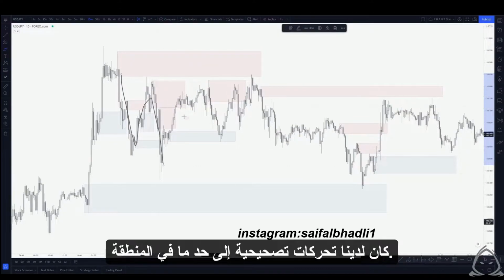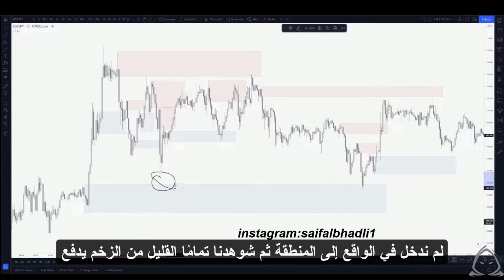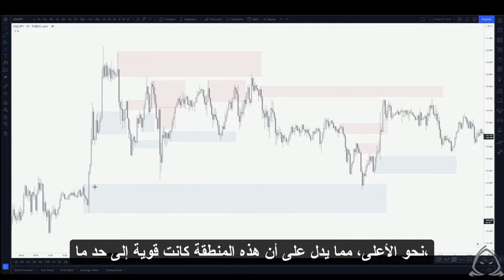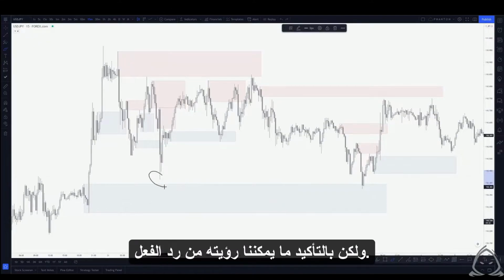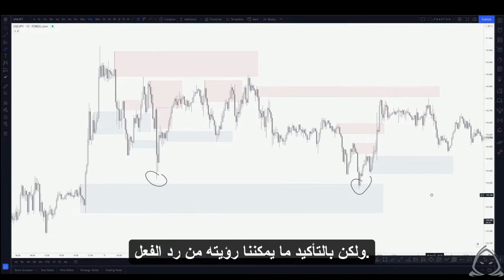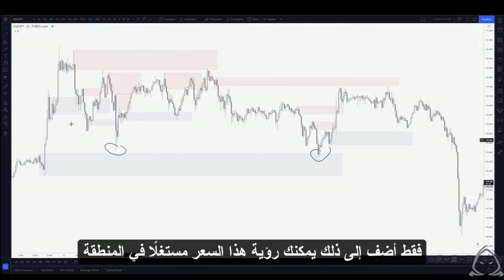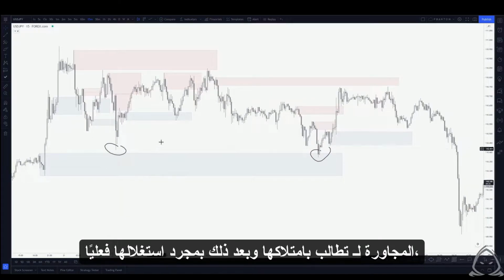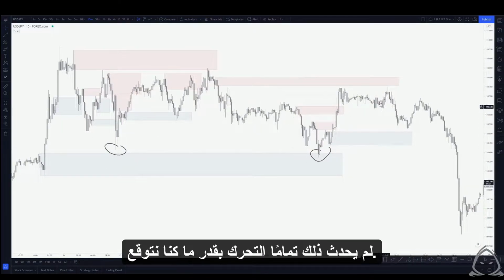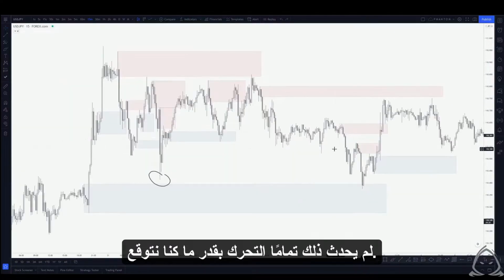moves back into the zone. We didn't actually tap into the zone, and then we were seen with quite a bit of momentum pushing to the upside, which shows that this zone was fairly powerful. But definitely what we can see from the reaction and when we move the chart to the right, although we're not really focusing on what's actually happening as a result of these zones, just to add on to that, you can see that price tapped in to the vicinity of the demand zone, and then once we actually tapped into it, it didn't quite move as far as we had expected.